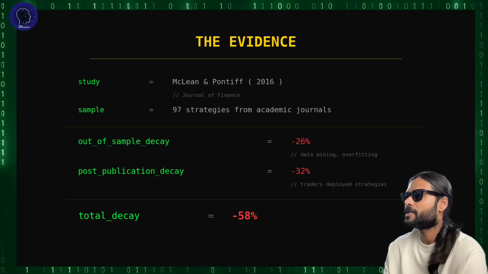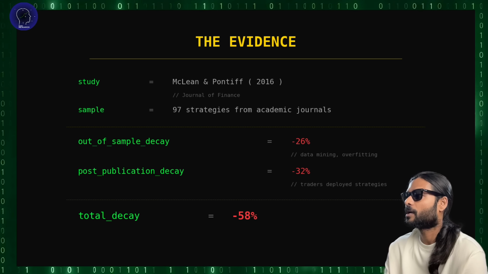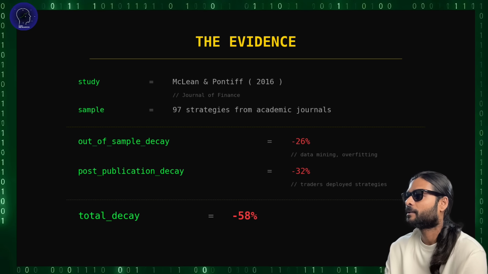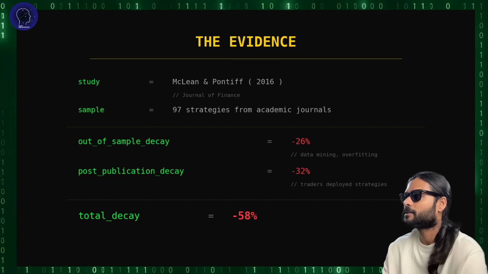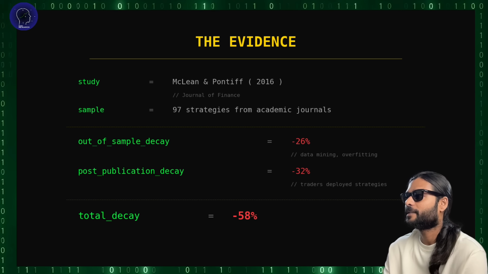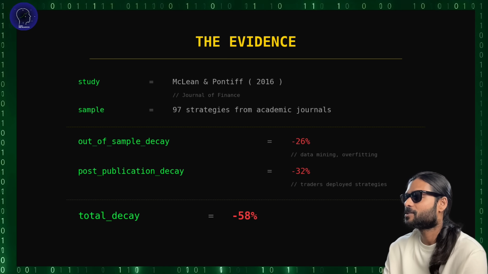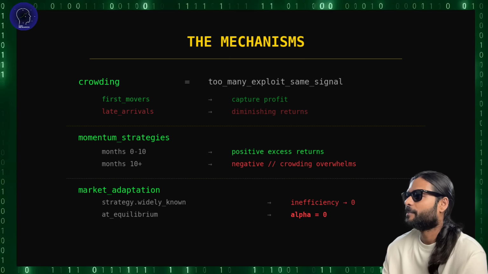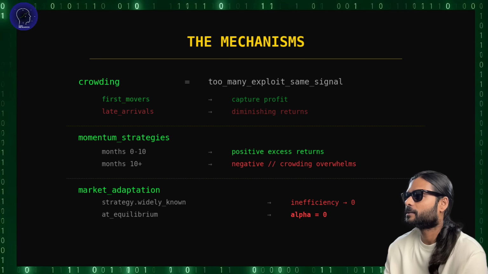Returns declined 26% when tested on out-of-sample data. That suggests some of the original results came from data mining or overfitting. But after publication, returns declined an additional 32%. Traders read the research, they deployed the strategies, and the edges eroded further. Total post-publication decay: 58%. The mechanisms are well documented.